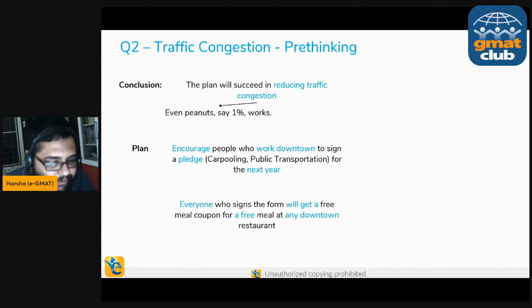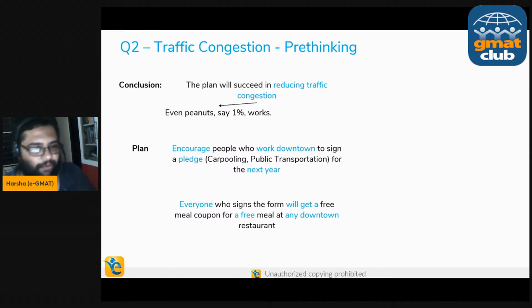The motivational carrot, of course: every single person, similar to the example that we saw, right? Each and every person who signs this form, who takes this pledge, will get a coupon for one free meal at any downtown restaurant. All these points, if you're reading very, very quickly, your brain is not going to process all these things. But if you practice reading slowly, you'll catch all these things and still be able to solve the question within 2 minutes. Done right. Okay.